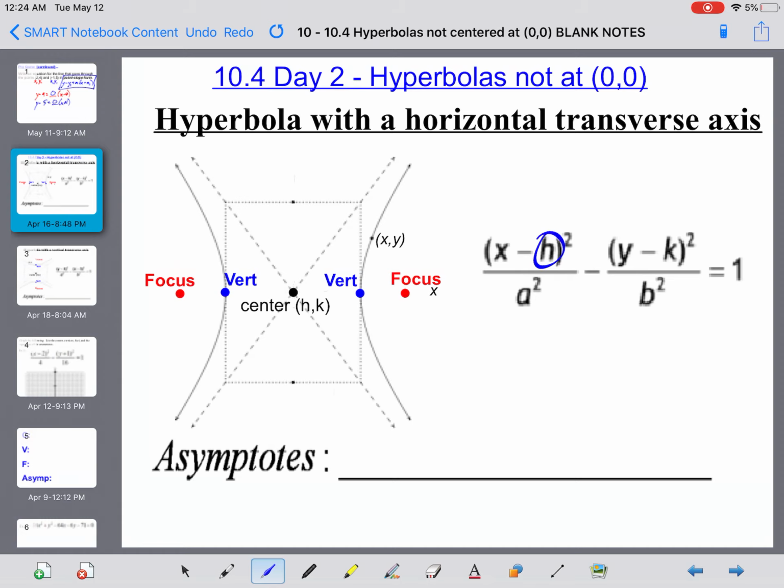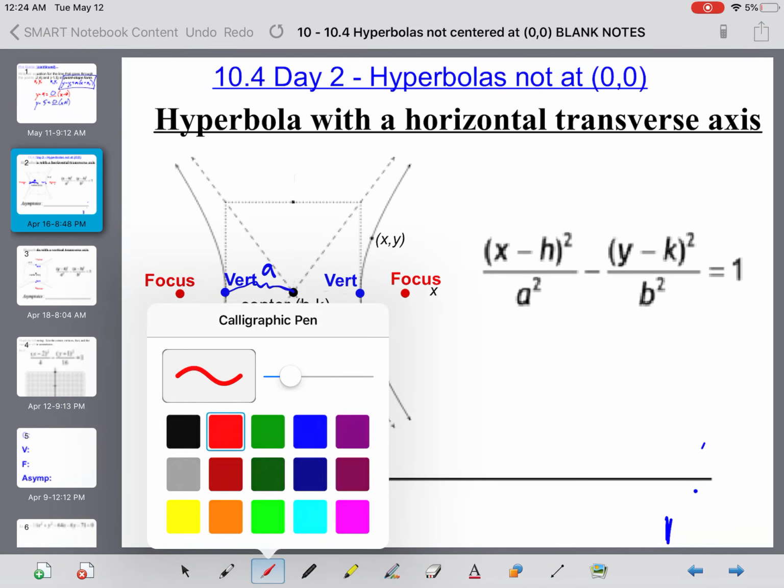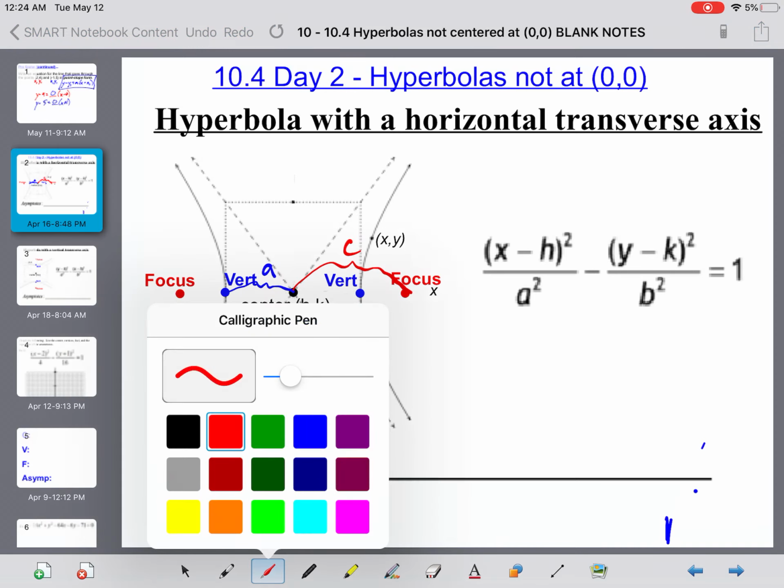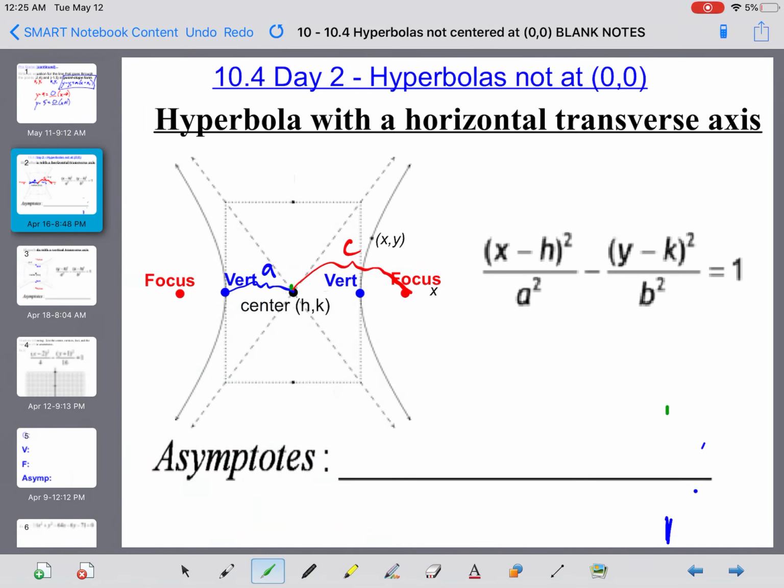Okay, so here's what we're doing today. All we're doing, just like we've been doing with these conic problems, is adding an h and a k. Just like with ellipses, this changes the center, so now the center is wherever h, k is. The nice thing is that all the letters do the same thing. The a value still takes you from the center to the vertex. The c value still takes you from the center to the focus. And the b value still takes you from the center to the other side of the rectangle that allows us to make our asymptotes.